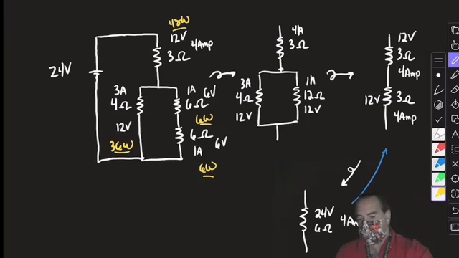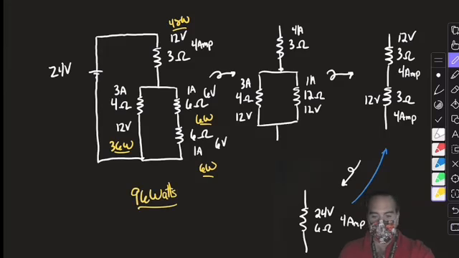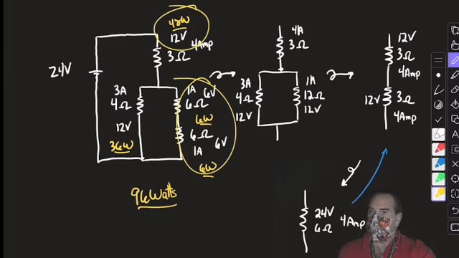Now, I assume you guys did this okay. 36 and 48. 84 plus 6, 90 plus 6, 96. This circuit dissipates 96 watts of energy. If these were bulbs, the brightest bulb would be this one. The dimmest bulb would be these two. All from their power. So again, if they're bulbs, we would judge them by their brightness. Their brightness would be their power dissipation.